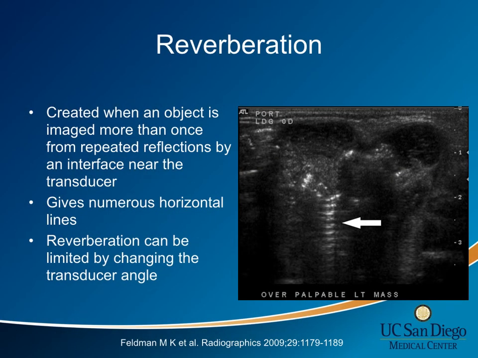Reverberation artifact is basically a repeat reflection of an image that can typically be eliminated by changing the angle of the transducer. I've seen this over neonatal vertebrae, but perhaps more clinically significant, it can sometimes be used to identify retained foreign bodies, especially metal ones.